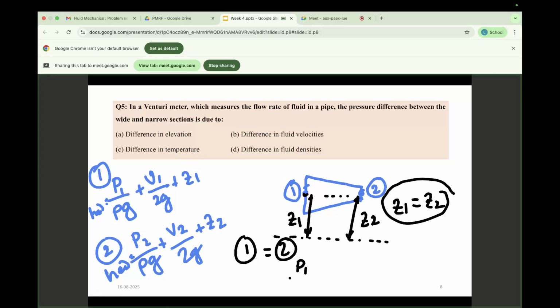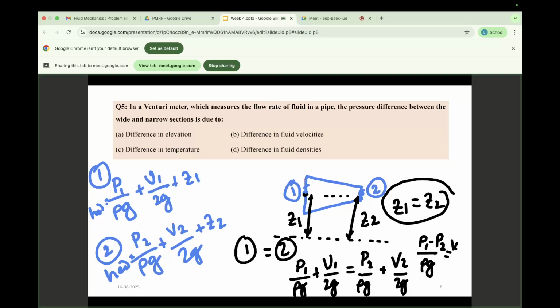So what I will get is P1 by rho g plus V1 squared by 2g equal to P2 by rho g plus V2 squared by 2g. We are asked to find the pressure difference between the two points, that means P1 minus P2 we need to calculate. So I can write (P1 minus P2) by rho g equal to V2 squared by 2g minus V1 squared.